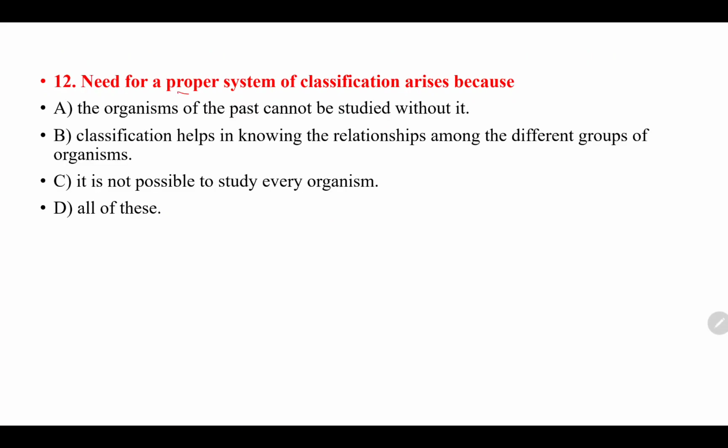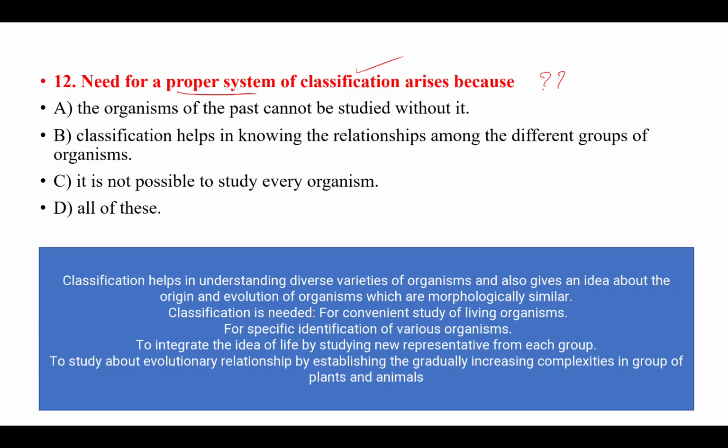Now, let us move to the 12th question. The need for a proper system of classification arises because classification helps in understanding the varieties of organisms present on this earth. It also gives an idea about the origin of life and how the evolution of organisms took place, and how some organisms are morphologically similar. Why is classification needed? This is the question now.